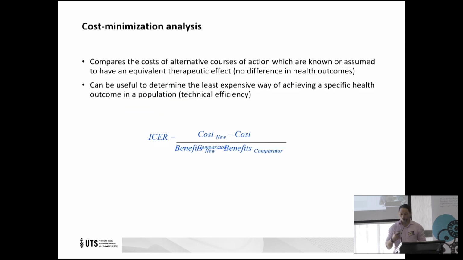So with cost minimisation analysis, we're comparing the costs of alternative courses of action, so having the IV antibiotics at home versus in the hospital. And we're not ignoring the outcomes, we've just assumed that they're going to have an equivalent effect. So we're really just comparing the cost of one or the other. And that's useful because in the healthcare system, we have scarce resources, we've only got so much money to spend. If this model might save some costs, that might guide decisions from healthcare administrators to change models of care.